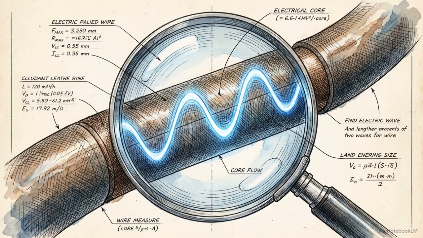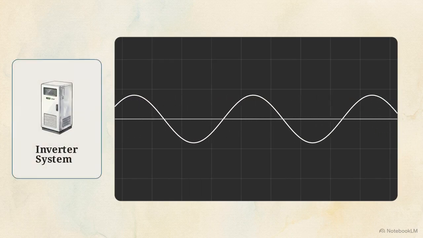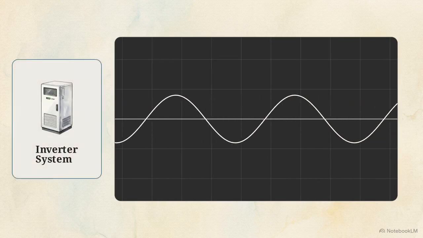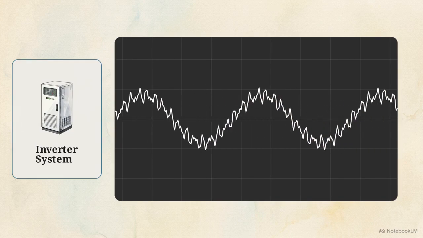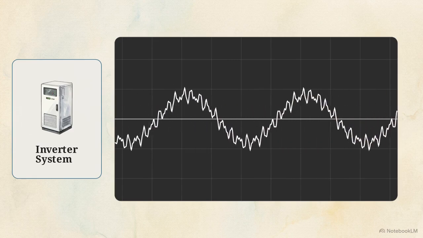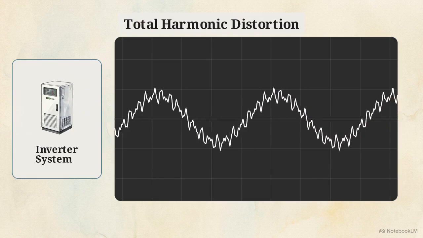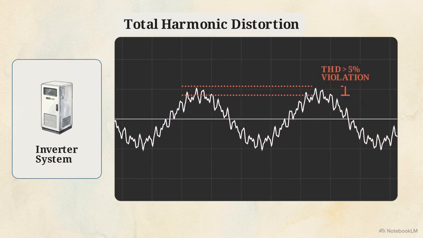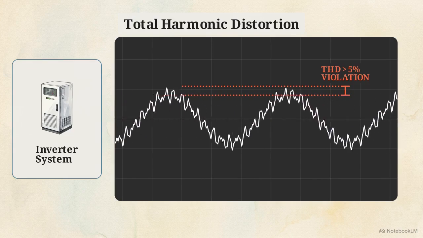The threat goes beyond macro power flow. We also have to examine the microscopic quality of the electricity itself. Solar and wind plants rely on inverters, which use rapid power electronic switching to convert DC into AC. This switching process inherently injects high-frequency distortions, electrical dirt, into the clean 50 Hz sine wave. This is measured as total harmonic distortion. The grid code mandates that this distortion remain below 5% to prevent severe interference with other consumers on the line.